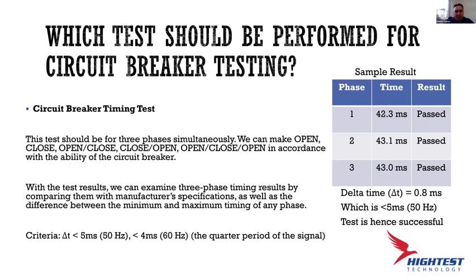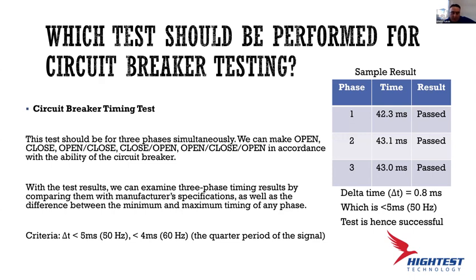Which tests should be performed for circuit breaker testing? We can do the circuit breaker timing test, which is the most important one. This test should be done for three phases simultaneously. We can make open, close, close-open, open-close-open operations in accordance with the ability of the circuit breaker. With the test results, we can examine the three-phase timing results by comparing them with the manufacturer's specification, as well as the difference between the minimum and maximum timing of any phase.